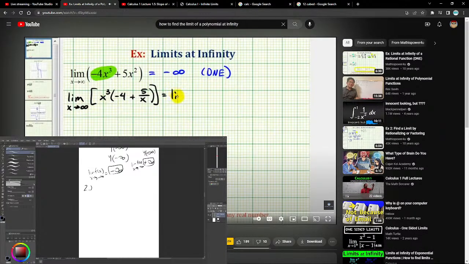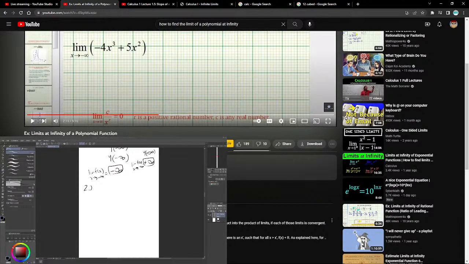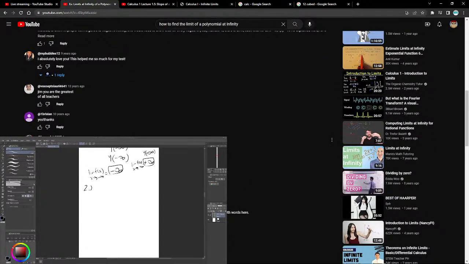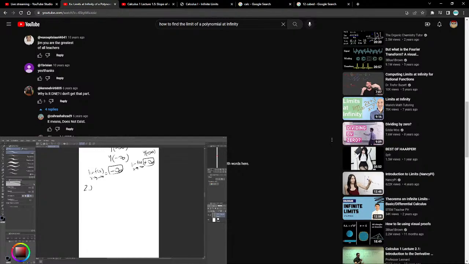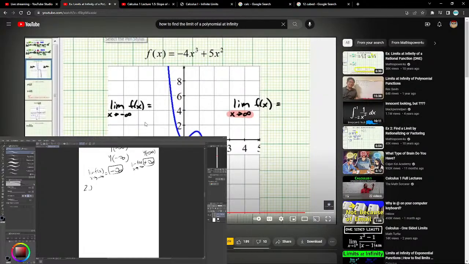Of two limits, we'd have the limit as x approaches infinity of x to the third times the limit as x approaches infinity of negative 4 plus. And therefore the function values are approaching.